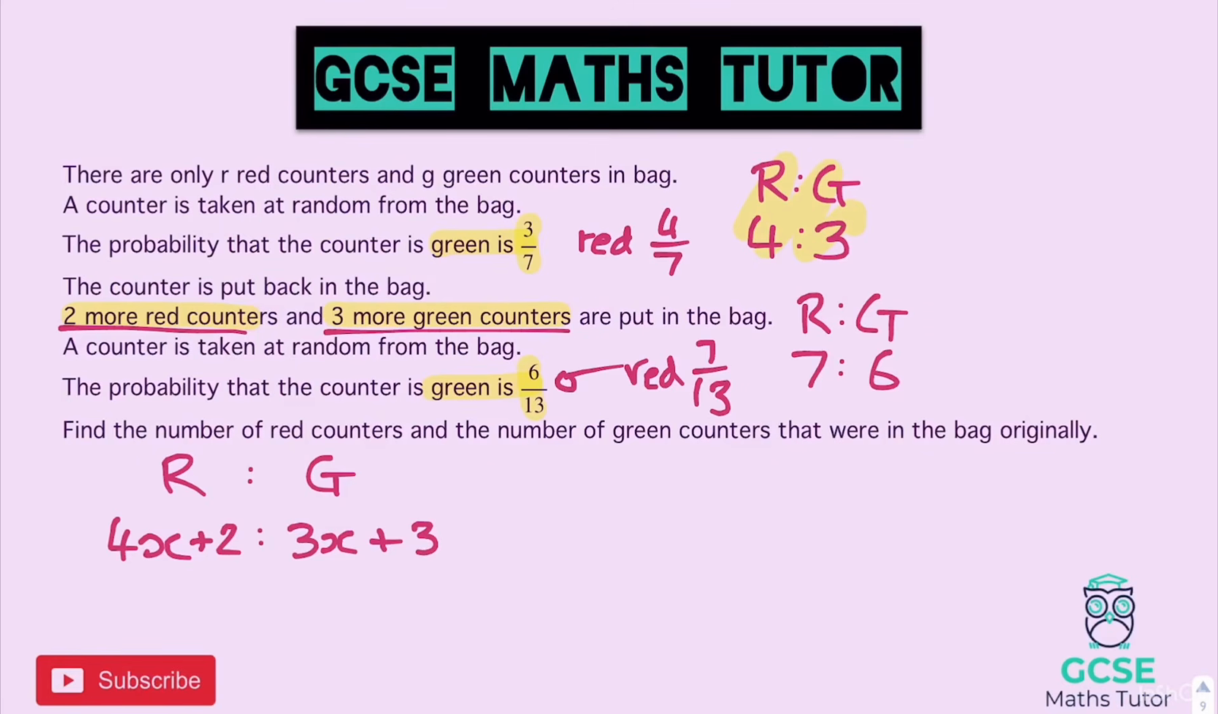So if we set that ratio down here, we've got red to green is now 7:6. That is after this change is made, so these are going to be equal. So we've got 4x plus 2 after we've added in 2 more reds to 3x plus 3 after we've added in 3 more greens is equal to the ratio 7:6, obviously given by our probability that we were given down here after the counters are added in, 6/13.